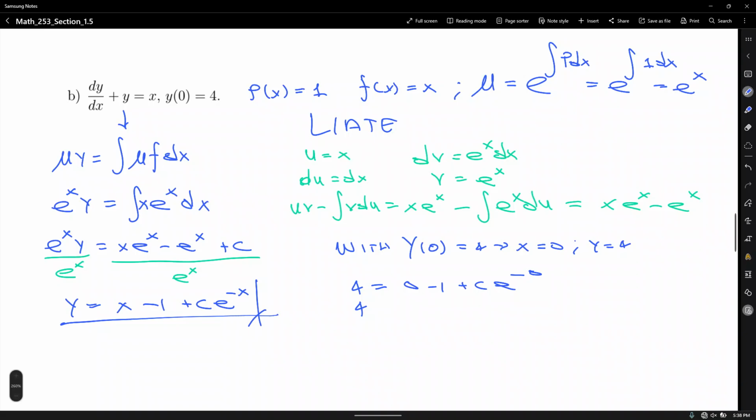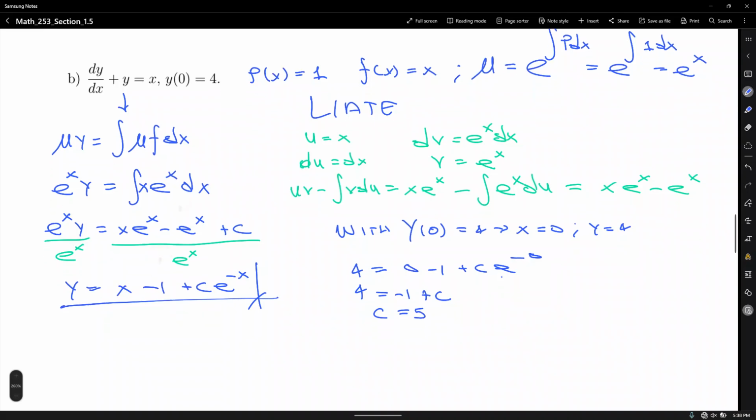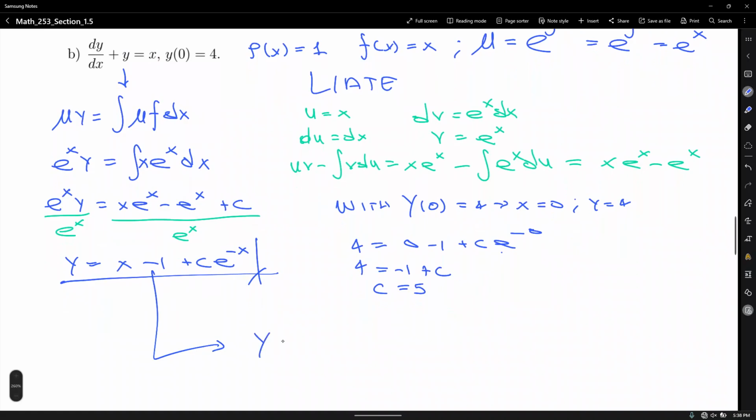Well, 0 minus 1, isn't that just negative 1? And then e to the negative 0 is the same as e to the 0, which is also 1. And then 1 times c, isn't that just plus c? And then to solve for c, just add 1 to both sides. So c equals 5. So we get the particular solution: y equals x minus 1 plus 5 e to the negative x. General solution, particular solution.